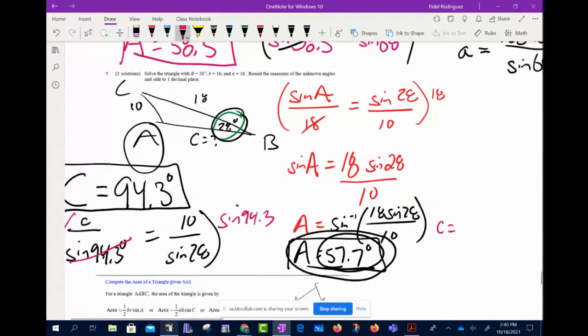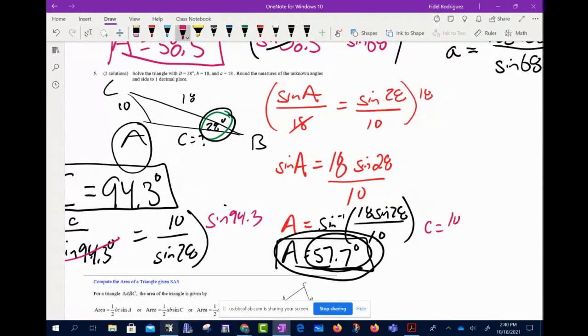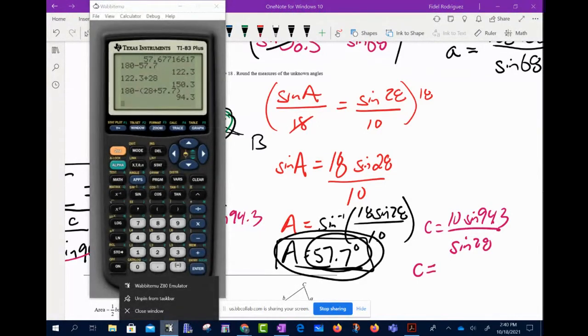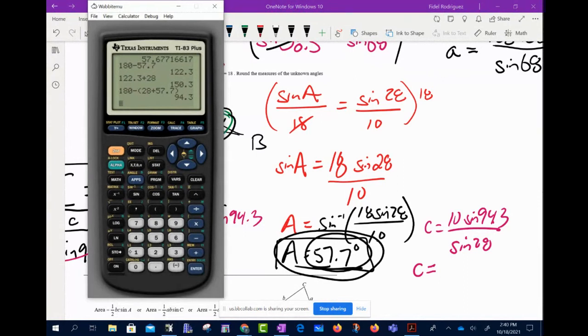So now we're going to say little c equals 10 times the sine of 94.3 all over the sine of 28. And I'm going to do this on my calculator. So let me see. I'm going to go 10 sine of 94.3 divided by the sine of 28. And I'm coming up with 21.2.